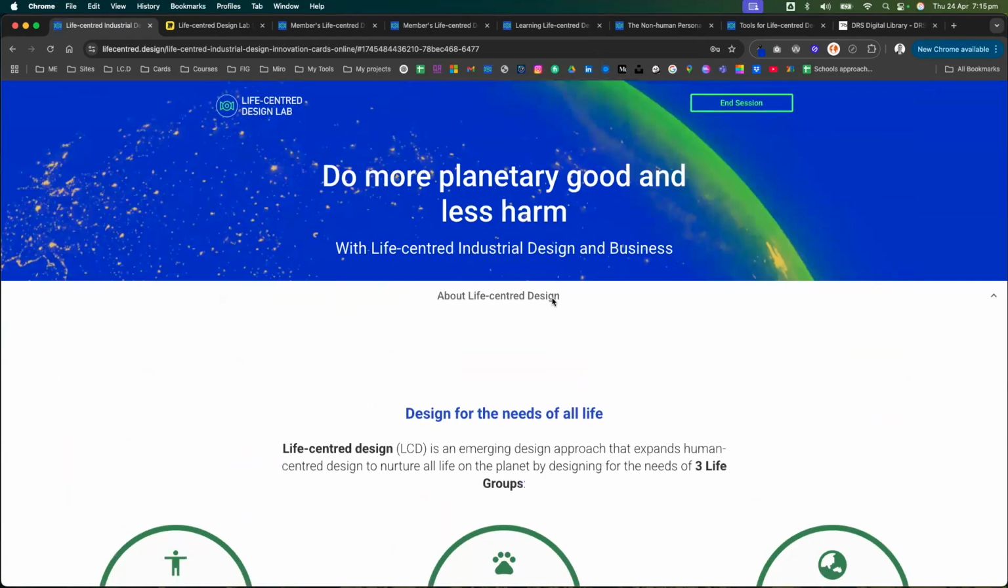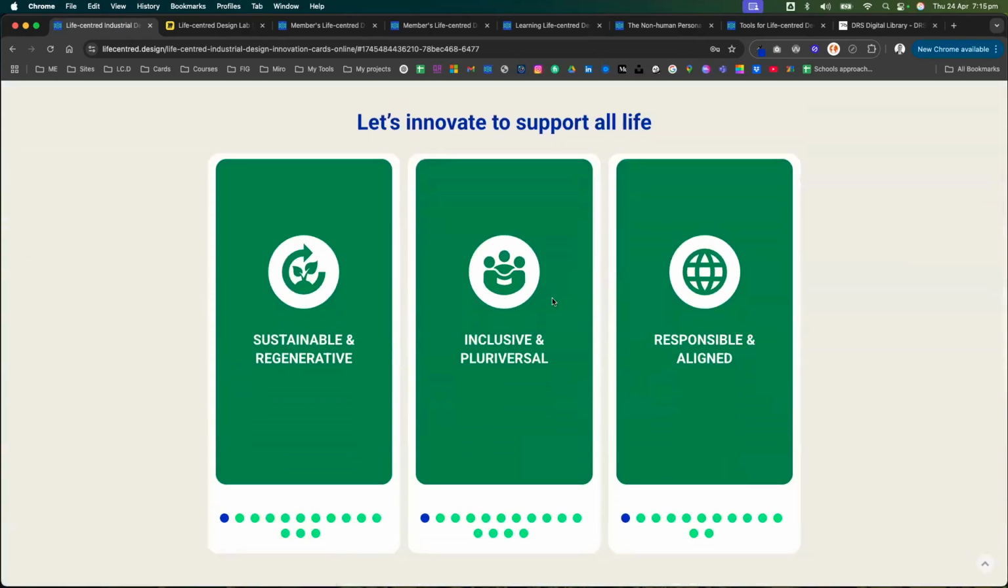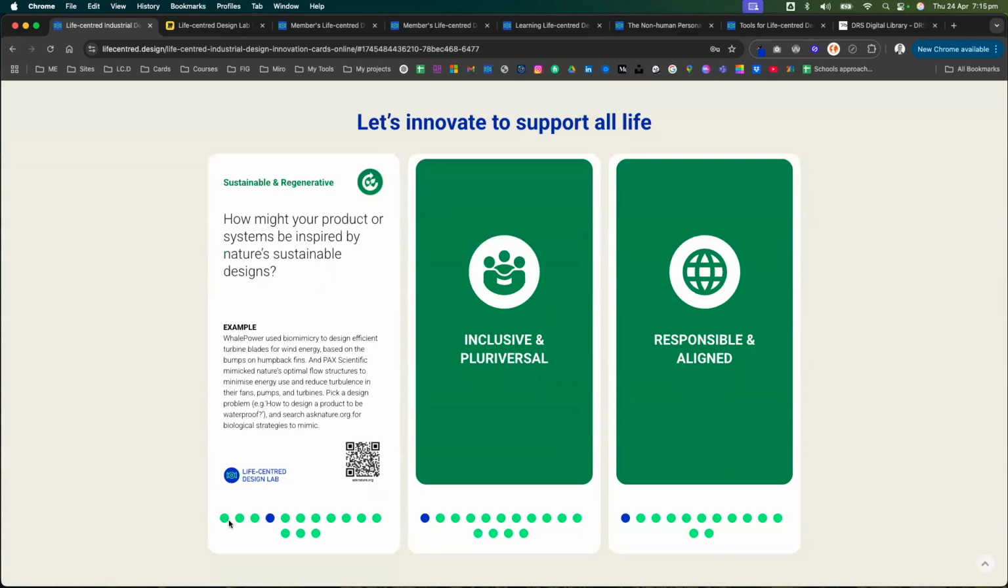So what we are going to do now is play with some of these cards. They're all sorted into the three different pillars, and we'll get a few of each. I'll give you perhaps one of each, three cards each. So for example, in sustainable and regenerative, one strategy is: how might your product or systems be inspired by nature's sustainable designs? So Nancy, you'd be familiar with this. This is biomimicry. There's an example there, and a QR code where you can scan it and learn a little bit more about that, and then come up with some innovation ideas.